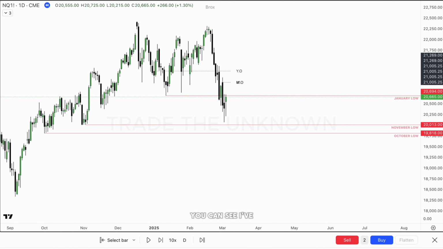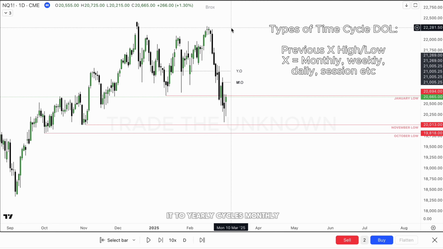So on the chart right now, you can see I've marked out a couple different lows. These are monthly lows. And the highs and lows of the month are, as we know, time cycle lows and highs. The term time cycles does not just apply to a specific minute window. We can also apply it to yearly cycles, monthly, weekly, daily.